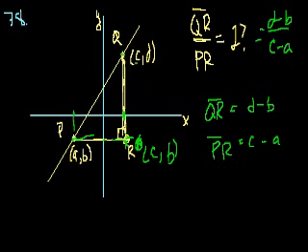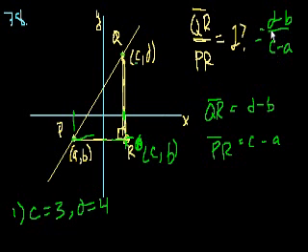Now let's look at the statements. You wouldn't have to do that on the real GMAT. That would all be a waste of time. Statement 1 tells us c is equal to 3 and d is equal to 4. So that by itself just gives us the first part of this. That doesn't help us figure out this entire ratio. So this by itself isn't that useful, maybe in conjunction with what else they give us.